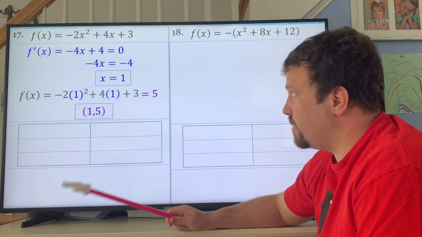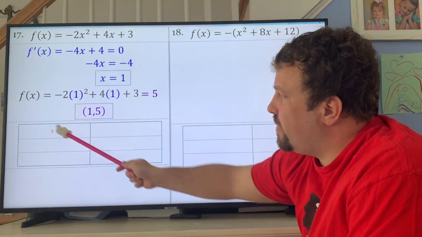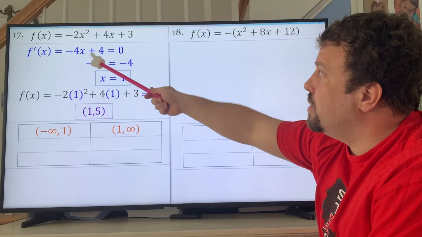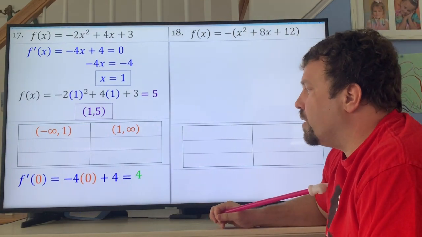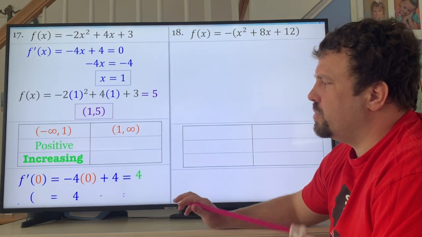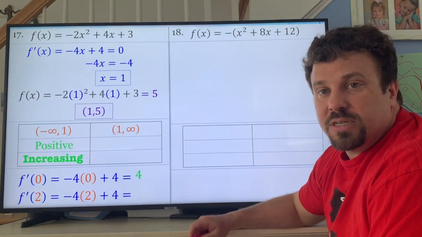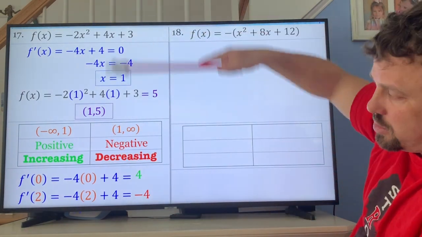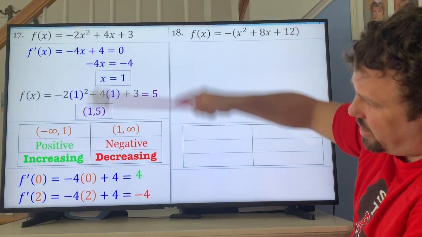Extremas are points, remember. Now you take your critical number: -infinity to 1, and 1 to infinity. Number between these, good number is 0. 0 plus 4 is 4. Positive number, which is increasing. Let's go 2. -8 plus 4 is -4. Negative number, decreasing. So this graph actually goes up, and then it goes back down. It goes up to 1, 5, and then it goes back down.